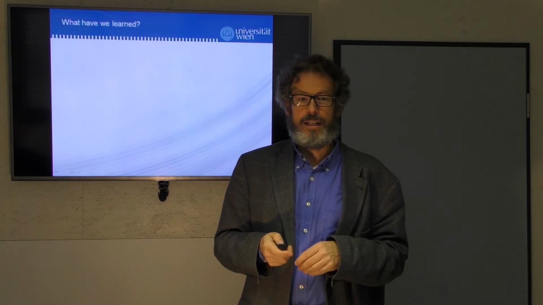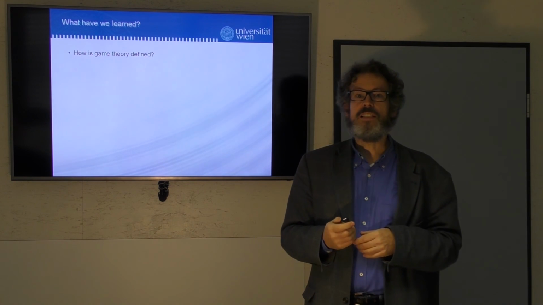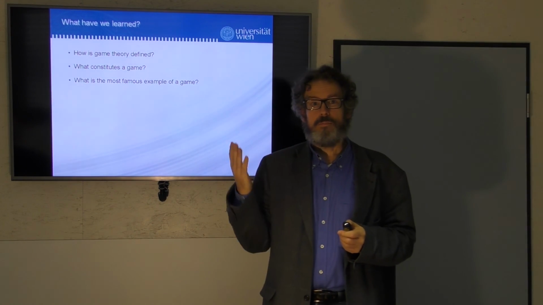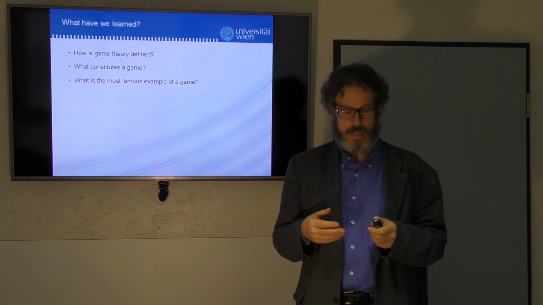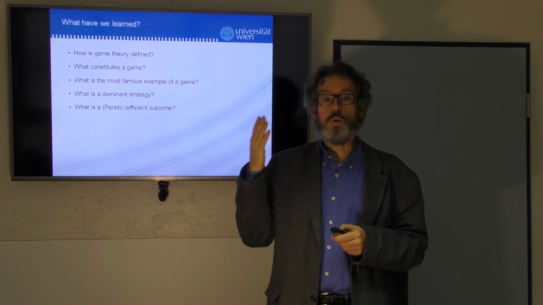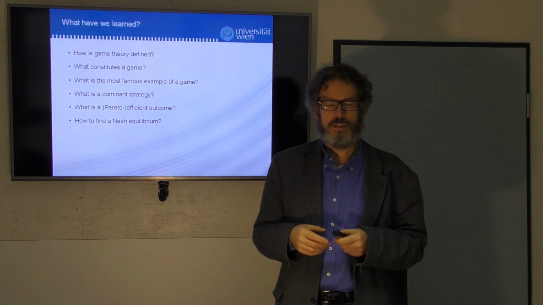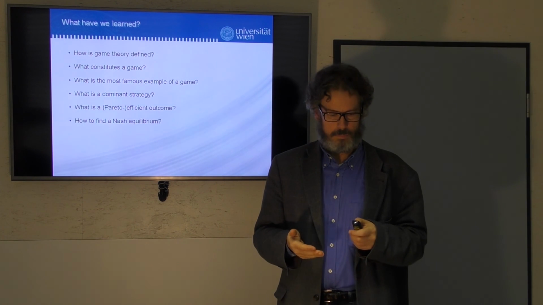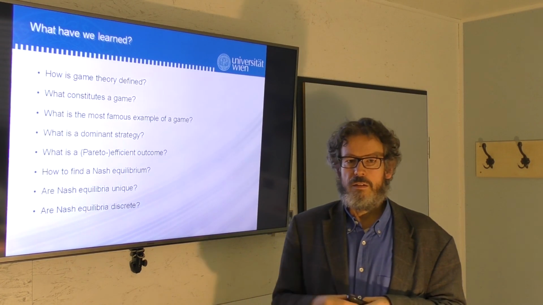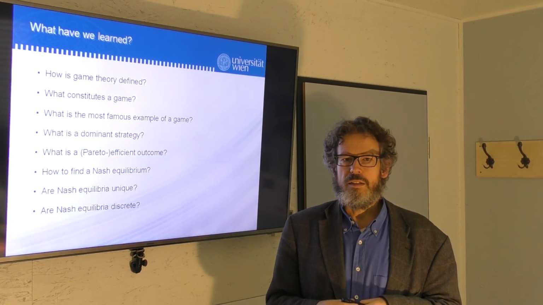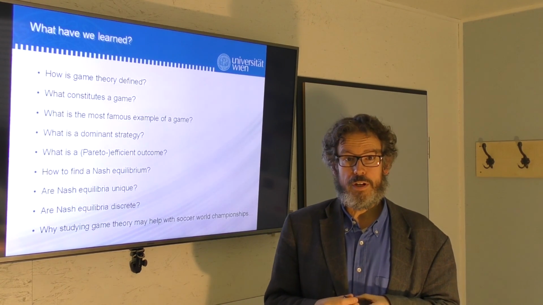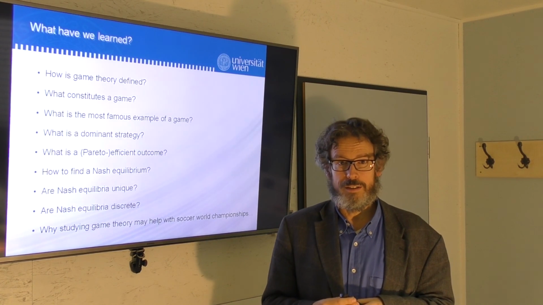So let's summarize what we have learned today. We have learned today how game theory is defined at all. We have learned the ingredients that constitute a game. We have been talking about the most famous example of a game in game theory. We have learned what dominant strategies are. We have learned what good outcomes are, Pareto efficient outcomes are. We have learned how to find a Nash equilibrium. And we have discussed the question, are Nash equilibria unique? Then we have considered an example where Nash equilibria are not even discrete. And finally, we have found out, while it's very useful to study game theory if you ever would like to win a world championship final in soccer. Thank you very much for your attention.